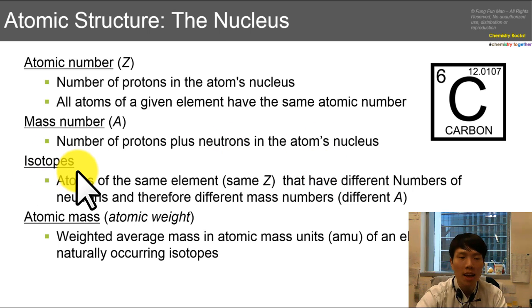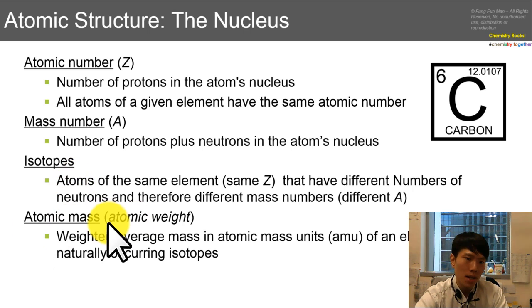Now isotopes are atoms of the same element with different numbers of neutrons. We do not have to specify that they have the same number of electrons, because when the term says atoms, it means they are neutral, no charge. No charge means they have the same number of protons and electrons.